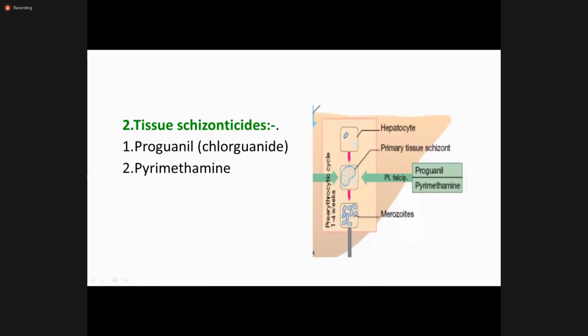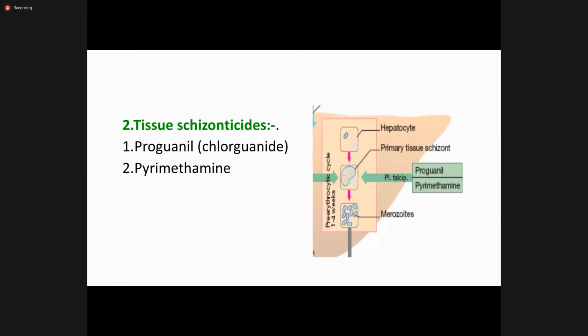Okay, so first we classified blood schizonticides. Then we have tissue schizonticides. When the parasite is present in the liver, as I told you, it incubates in the liver. So drugs like proguanil or pyrimethamine are also effective when the parasite is present in liver tissue.